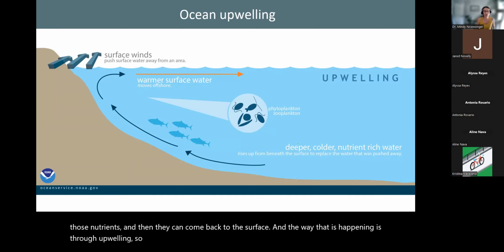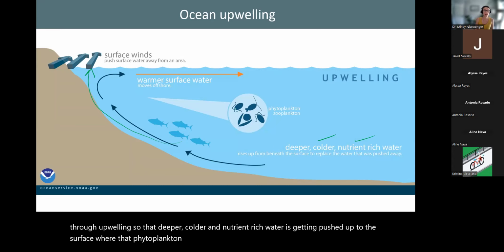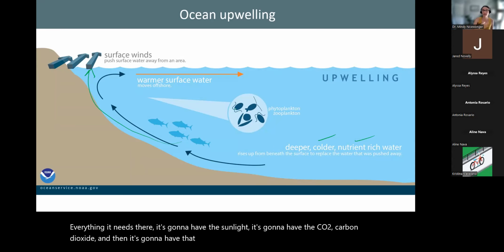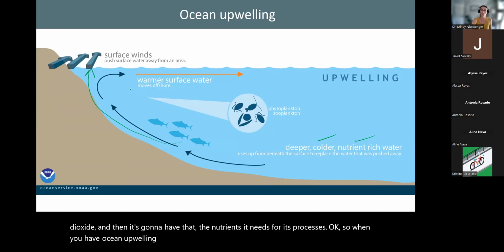So that deeper, colder, and nutrient-rich water is getting pushed up to the surface where that phytoplankton is going to thrive because it has everything it needs there. It's going to have the sunlight, it's going to have the CO2, carbon dioxide, and then it's going to have the nutrients it needs for its processes. Okay, so when you have ocean upwelling, typically you have very productive oceans.